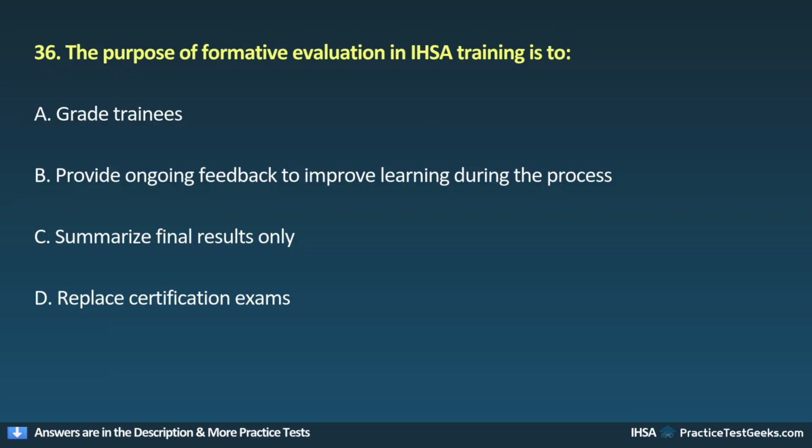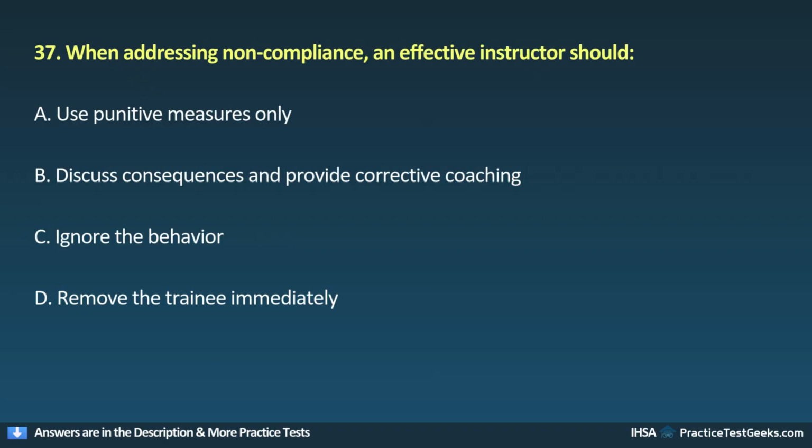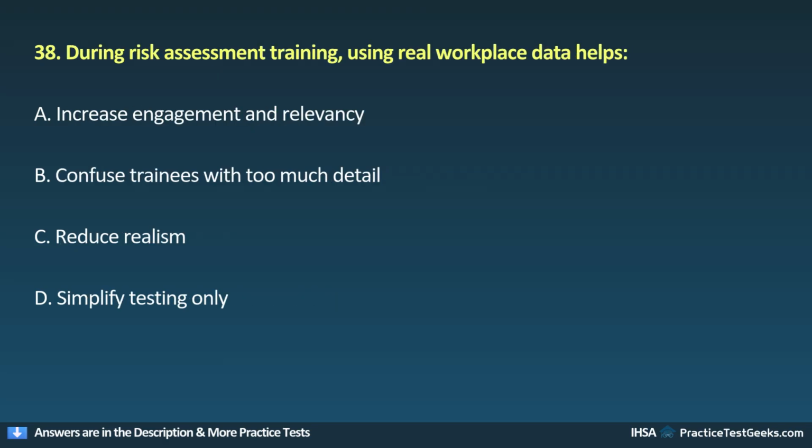36. The purpose of formative evaluation in IHSA training is to A. Grade trainees. B. Provide ongoing feedback to improve learning during the process. C. Summarize final results only. D. Replace certification exams. 37. When addressing non-compliance, an effective instructor should A. Use punitive measures only. B. Discuss consequences and provide corrective coaching. C. Ignore the behavior. D. Remove the trainee immediately.